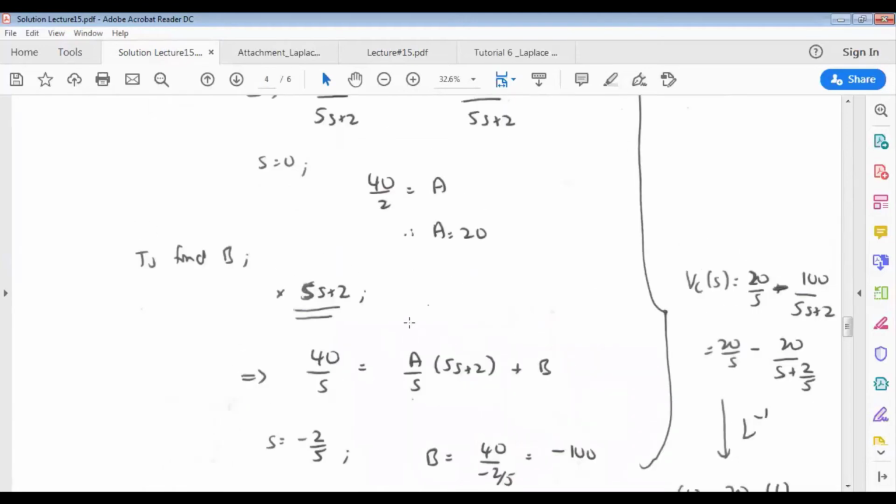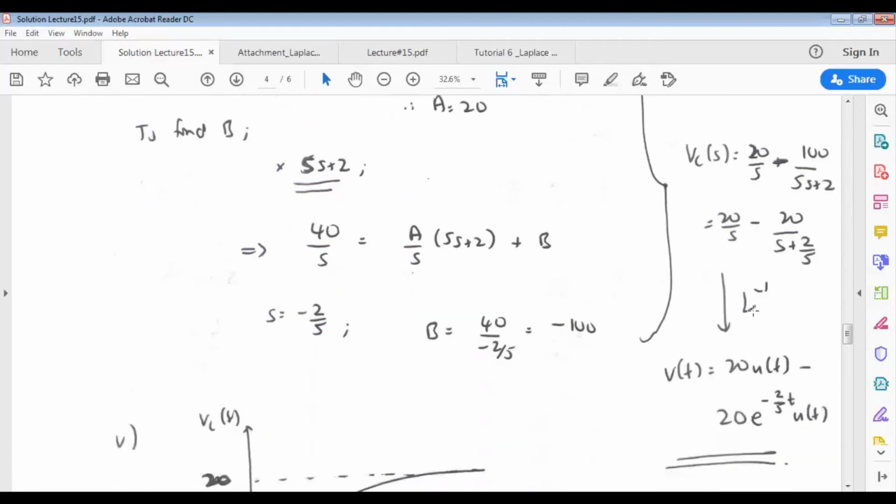In the end, we are going to get VC(s) is 20 over S minus 100 over (5S plus 2), or we can simplify it to be 20 over S minus 20 over (S plus 2/5). When we do the inverse Laplace transform, it becomes 20 u(t) minus 20 exponential negative 2/5 t u(t). So this is your VC(t) in time domain, the voltage across the capacitor in time domain.